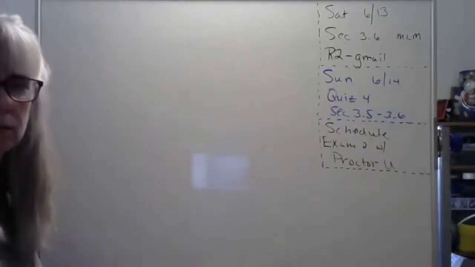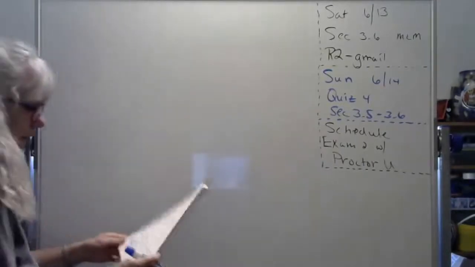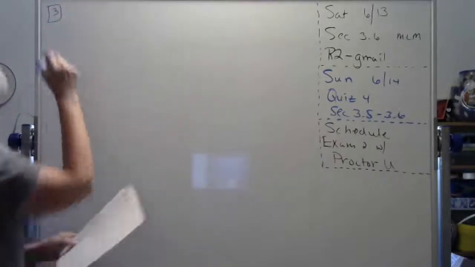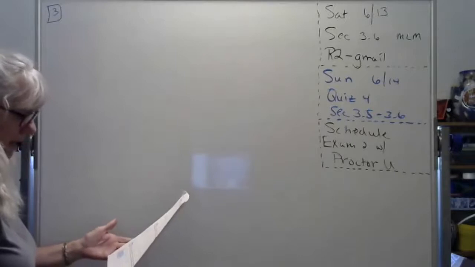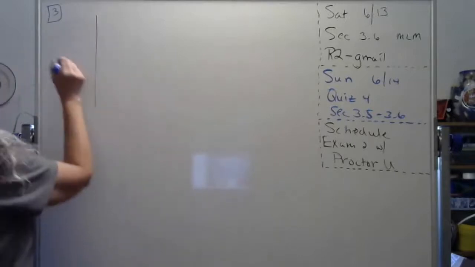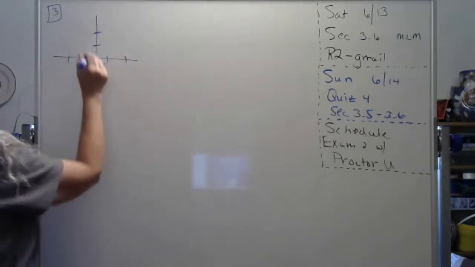Example 3 says that a rectangle is inscribed in a circle of radius 2. And we know that the circle is centered at the origin, and there's a picture there telling us that. So basically, we're out 2 units. We've got a circle.